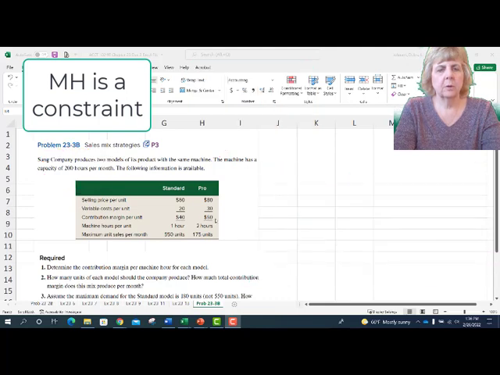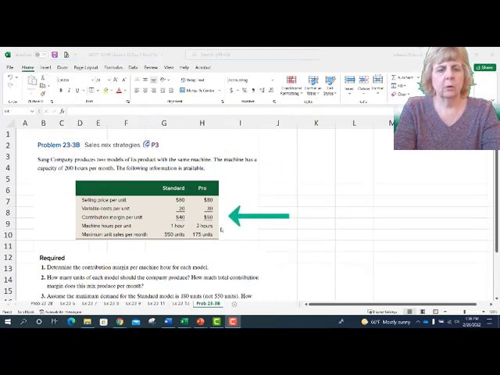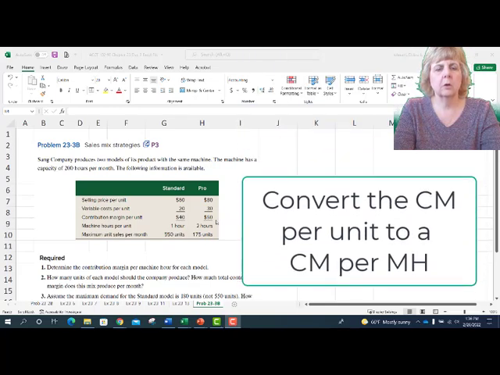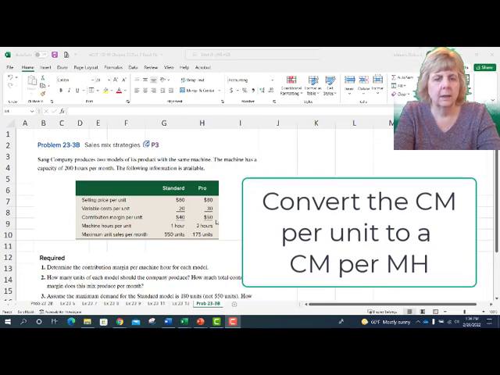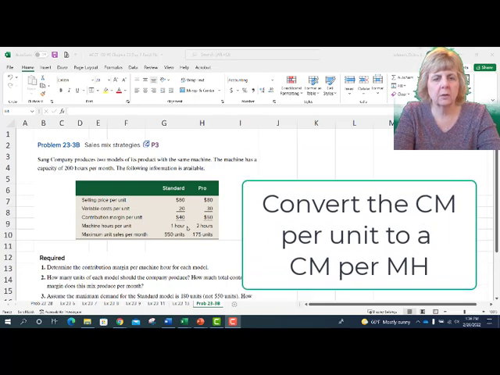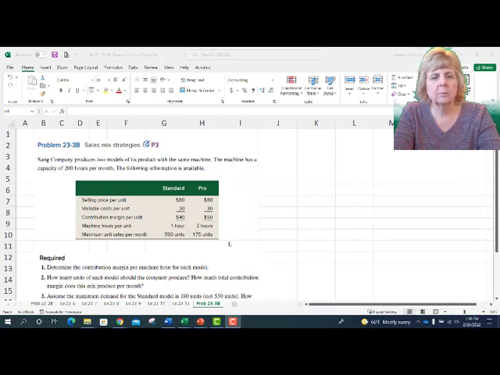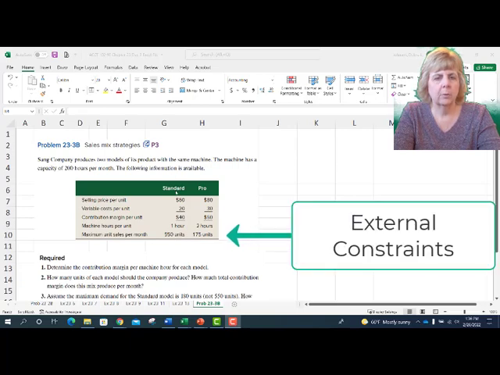They gave us the contribution margin per unit. They told us how many machine hours each unit takes to make. What we need to do is convert the contribution margin per unit into a contribution margin per machine hour. In addition to that, we also have some external constraints placed upon us from our customers. One item, the standard product, can only be sold up to 550 units. That's all our customers apparently are willing to buy. In the Pro model, we can only sell 175 units.